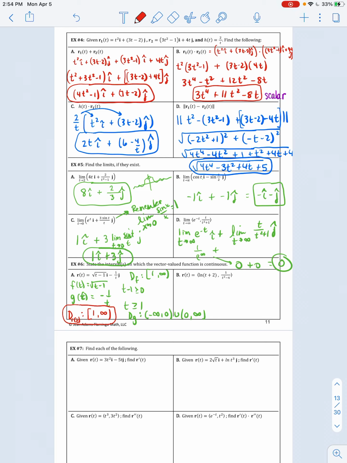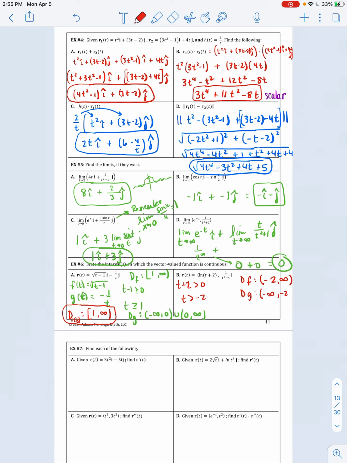And then for part B, r of t equals the vector ln t plus 2 comma 1 over t squared minus 4. And so again, you're going to be thinking of, well, what is the domain of my g function, or my f function? Let's do f function first. Ln of t plus 2, remember, our t plus 2 has to be greater than 0, so t has to be greater than negative 2. So that one's going to be negative 2 to infinity. The domain of my g function, everything except for 2 and negative 2.